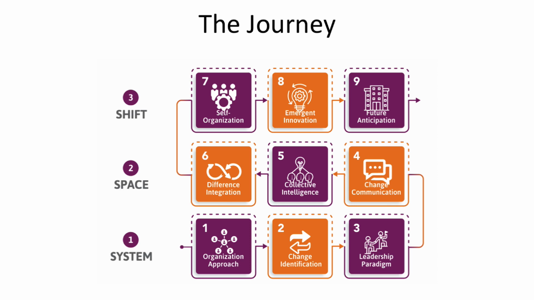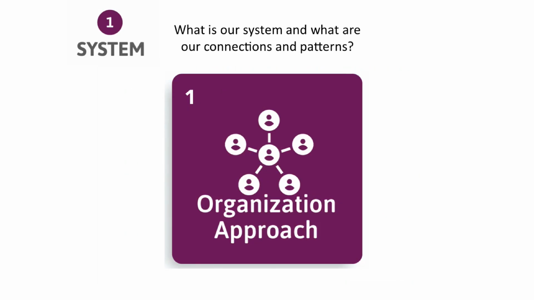So let's go to the steps. Step 1 in this framework is the organization approach. And the key question here is, what is our system and what are our connections and patterns? So this step is the invitation to look at your organization through a systemic lens and seeing it as a network of relationships, also called a complex adaptive system, also called a living human system. Seeing it as such opens up possibilities that traditional and hierarchical approaches to your organization don't have.